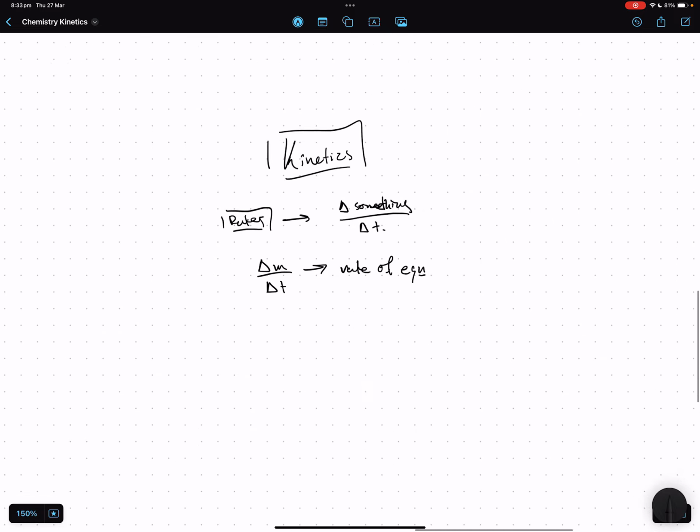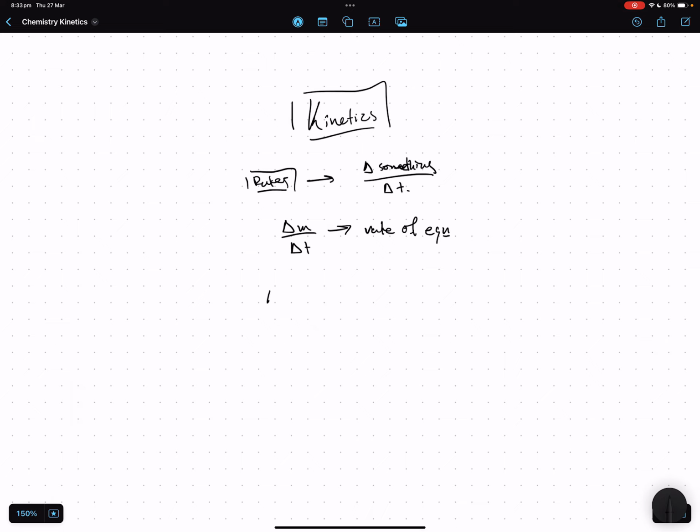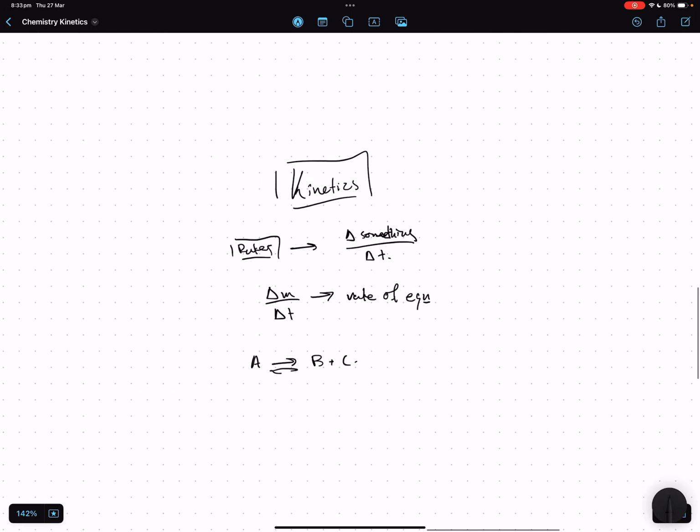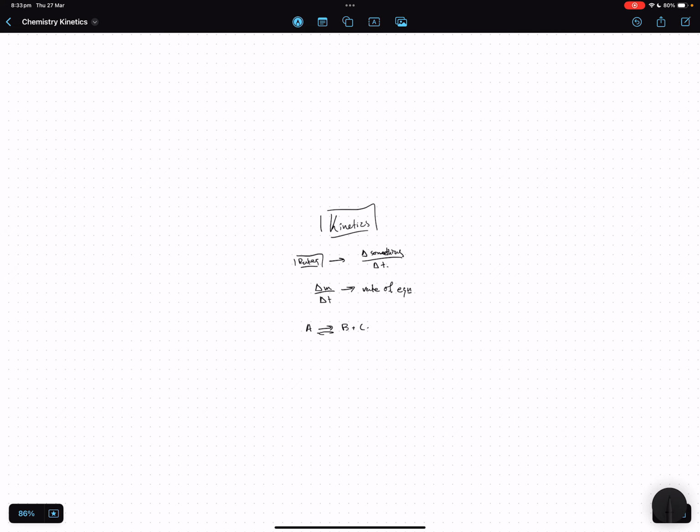Because in an equation you have like A goes to B, or B plus C, or whatever. And then you have equilibrium systems sometimes that go backwards. But kinetics really is the study of rates. That's what you need to remember. We're always dealing with rates.